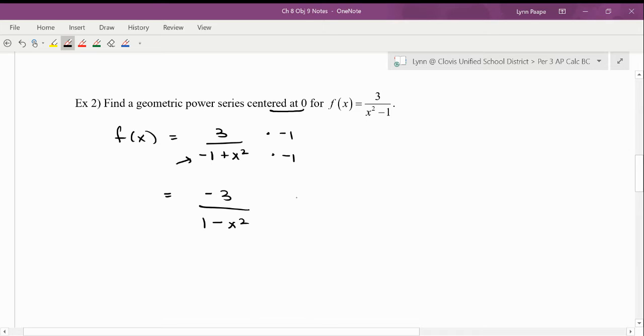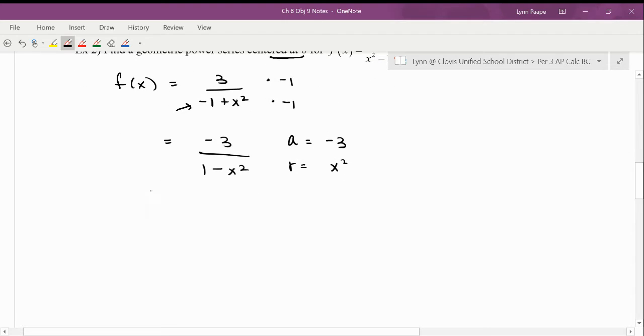So now let's identify everything. a is my numerator. r is going to be, in this case, x squared, which is perfectly fine. And so now I can write out my power series for my function. So I know that 3 over x squared minus 1 would be equal to the power series, going from 0 to infinity of my a value, which is negative 3, times r to the power of n. Okay, and there we go.